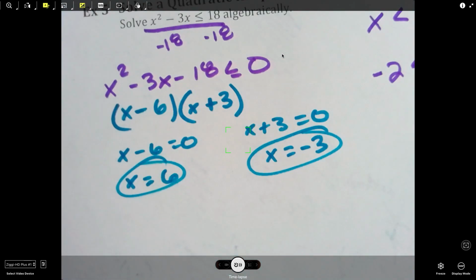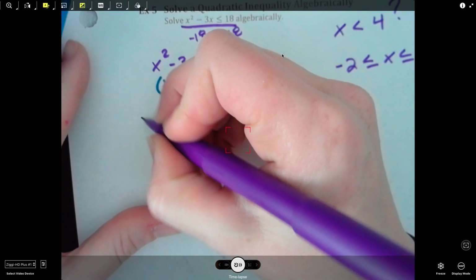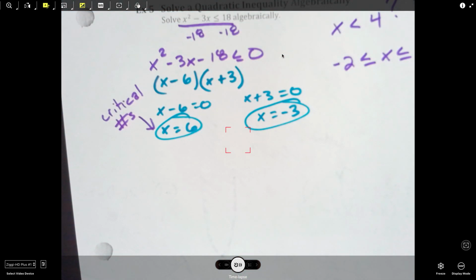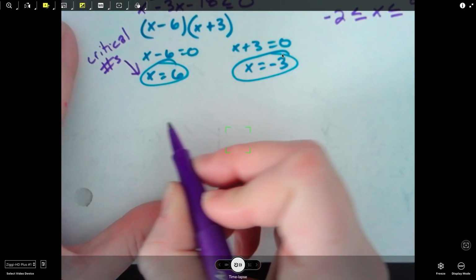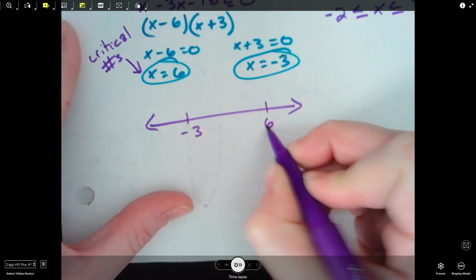Now, to get an inequality, to figure out the shaded region, my trig and calc kids just got done doing something very similar to this. They call these numbers right here critical numbers. We will call them critical numbers also. They are critical numbers because important things happen at those numbers. 6 and -3 are where everything else is 0. So 6 and -3 are my critical numbers. Those are the important spots. Now, I'm not going to graph it at all, but I am going to do a number line. So I'm going to do -3 and 6.